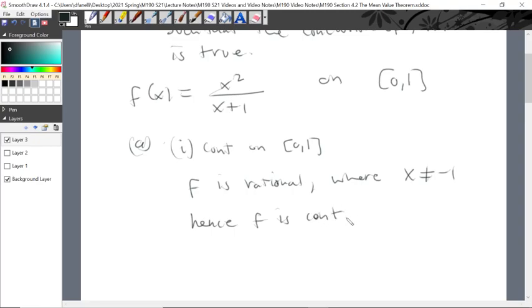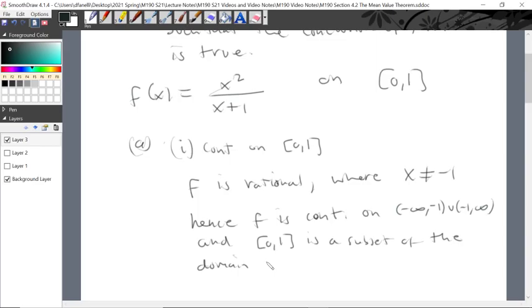f itself would be continuous on all real numbers except negative 1. So from negative infinity to negative 1 union negative 1 to infinity. And furthermore, the interval 0 to 1 is a subset of the domain of f. So f is continuous on the closed interval from 0 to 1.